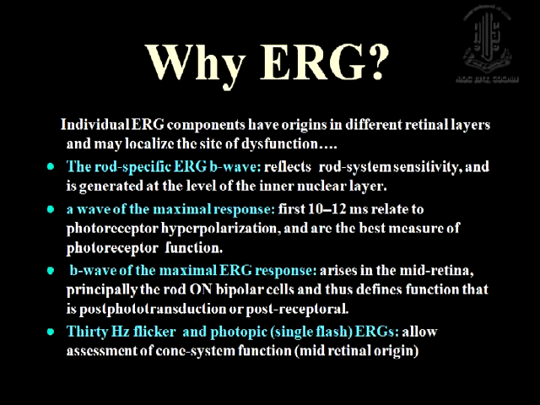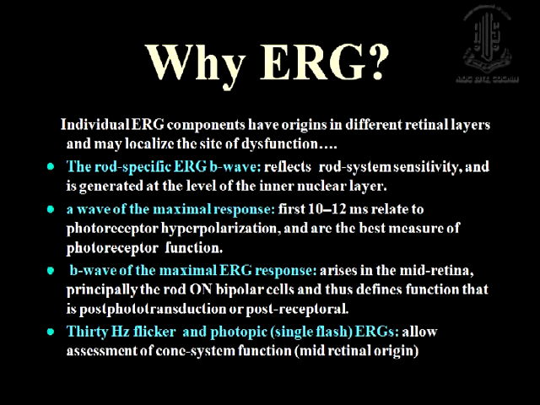I told you there's a negative A wave initially, okay? So the first 10 to 12 milliseconds of the slope of the negative A wave basically relates to photoreceptor hyperpolarization, and hence if the A wave is knocked out, that means your patient's photoreceptors are knocked out as well.